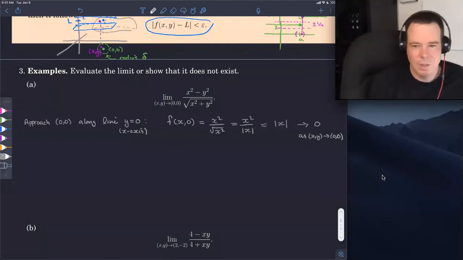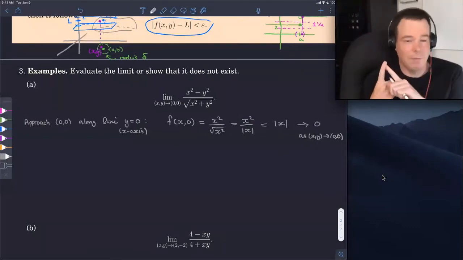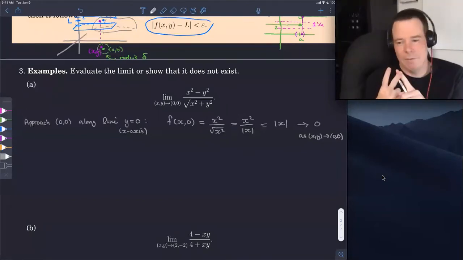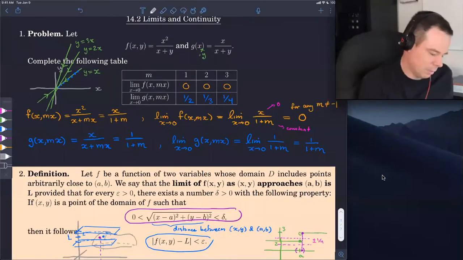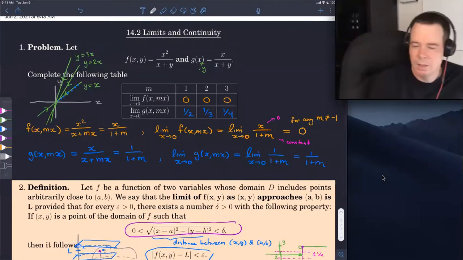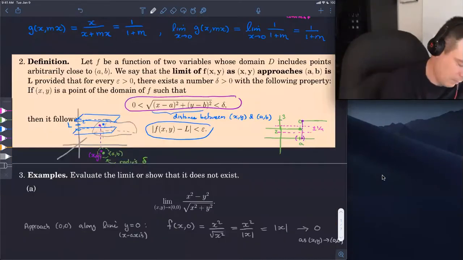So at this point, we know one of two things. Either the limiting value is 0, which we still have to show, or the limit doesn't exist, which means we have to find another direction to approach the origin from, where we get a different value, much like we did in our motivating problem. For that function g, we took different lines to approach the origin from, and we got values of a half, a third, a quarter. So those were all different values, so the limit didn't exist.